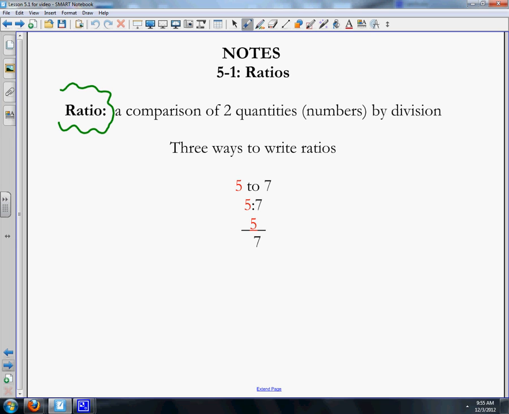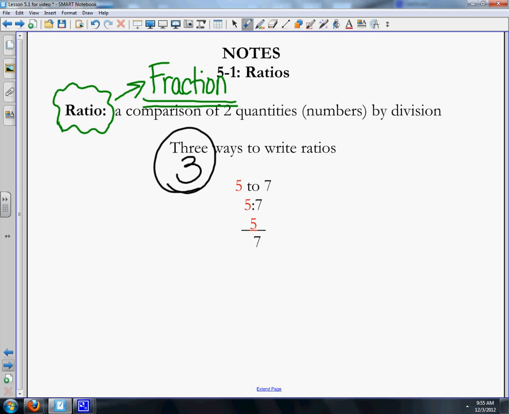A ratio is a comparison of two quantities by division. So really, you could write that a ratio is a fraction. It is two quantities divided by, or which represent division. So it's a fraction. Now, there are three ways to write ratios, and here are the examples. So write these in your notes.